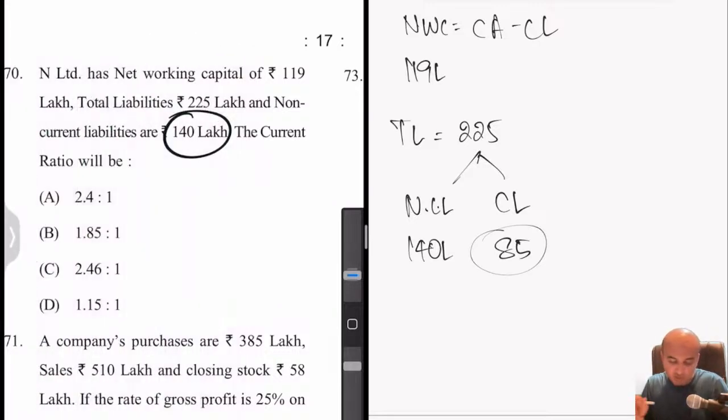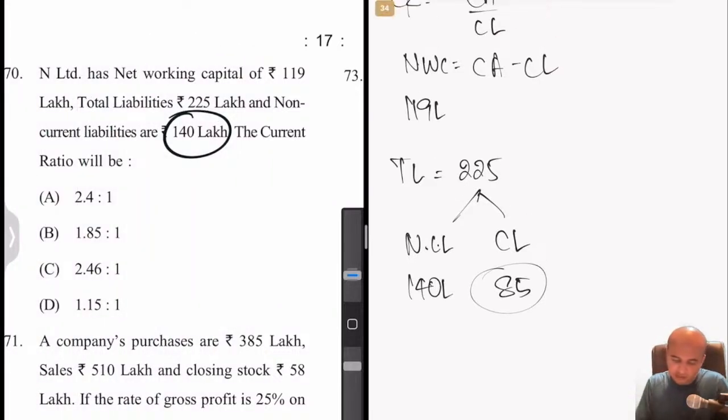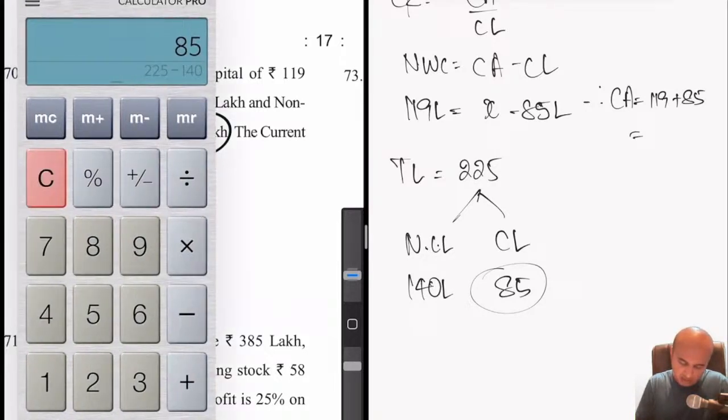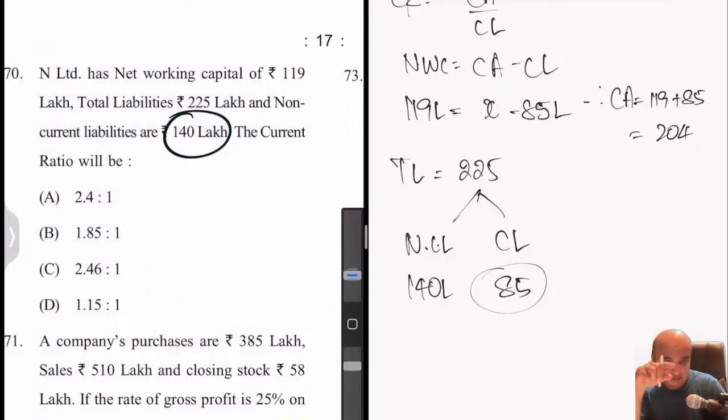By default, we have found out this by doing this calculation. So now that we know how much is the current liability, we can easily identify current assets. So this will be 85 lakhs. Therefore, we can say current assets is nothing but 119 plus 85 lakhs. So this should be, is it 204? Yeah, 204. So current assets is 204. Current liabilities is 85.